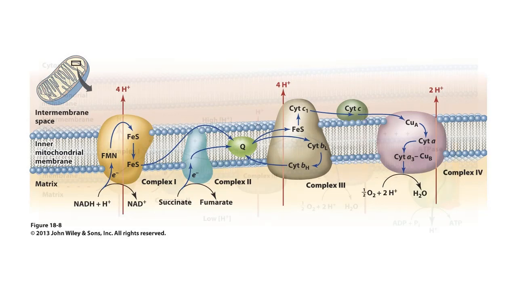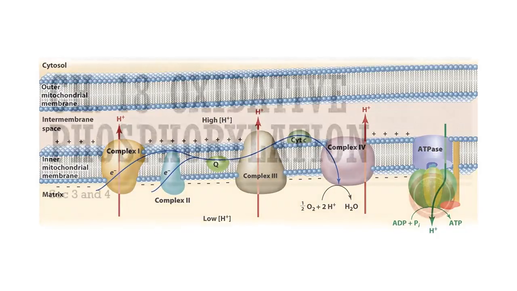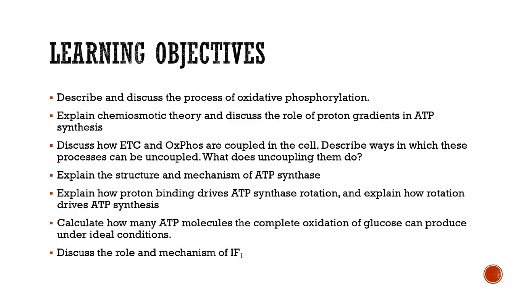In this video, we are focusing on how this flow of electrons is then coupled to oxidative phosphorylation utilizing the enzyme ATP synthetase, and then how this whole process is regulated by the cell. After completing this unit, you should be able to meet these listed learning objectives.